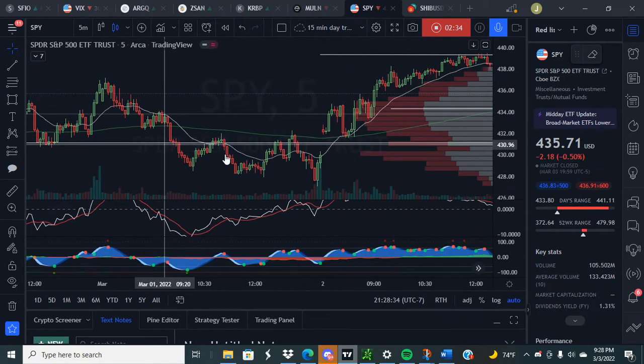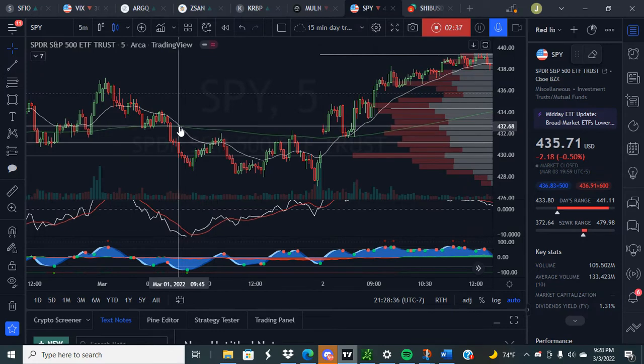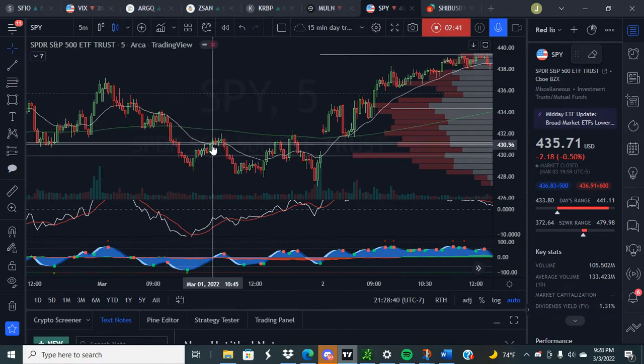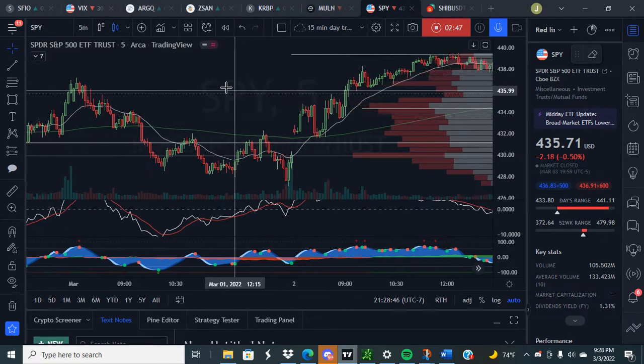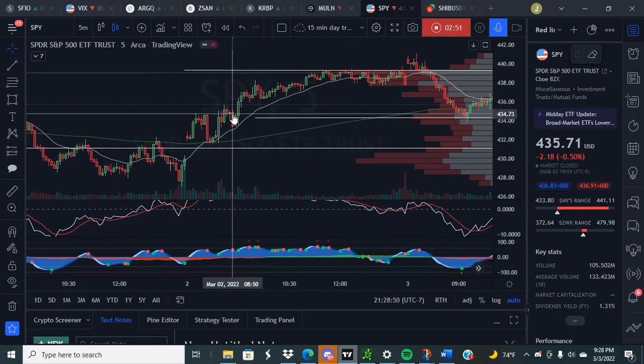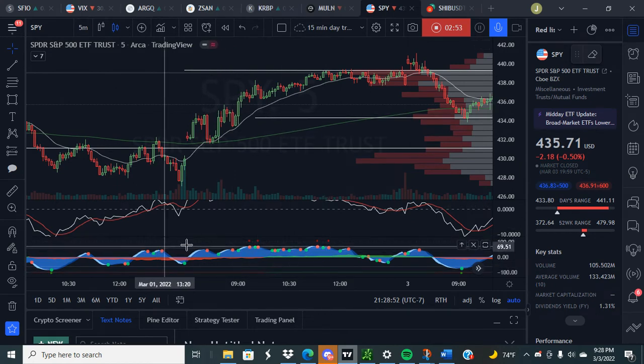Let's see what we got here. All right, we got another short opportunity right here. You're entering at 9:45 on this large candle and you're exiting. So you're entering at around 432.64, exiting at around 431.1. And then, of course, you'll switch to the long right here. All you're doing is playing the trends here.